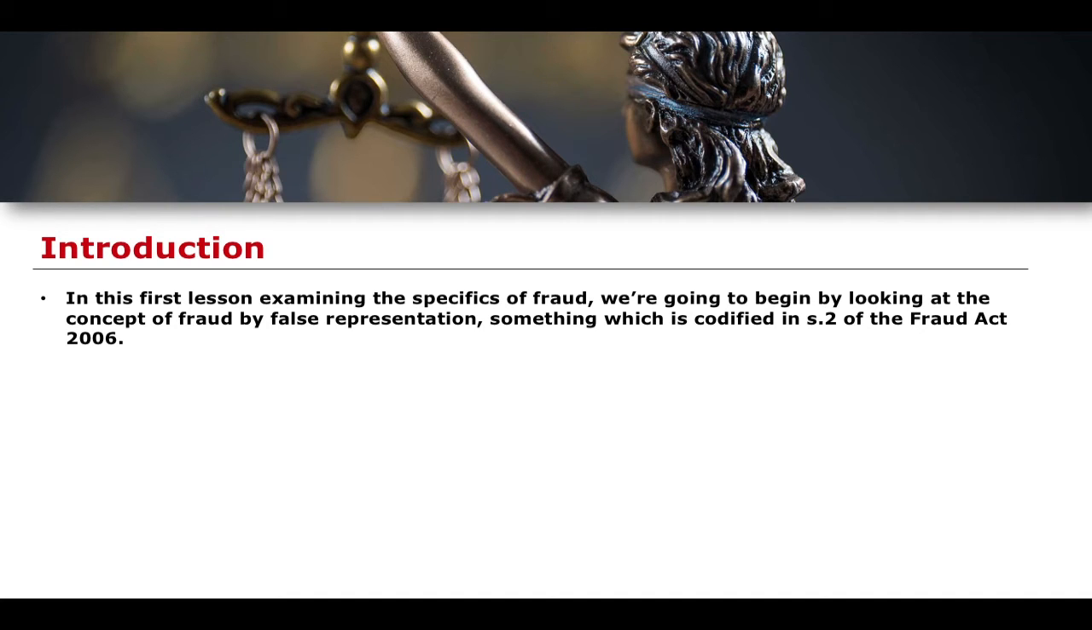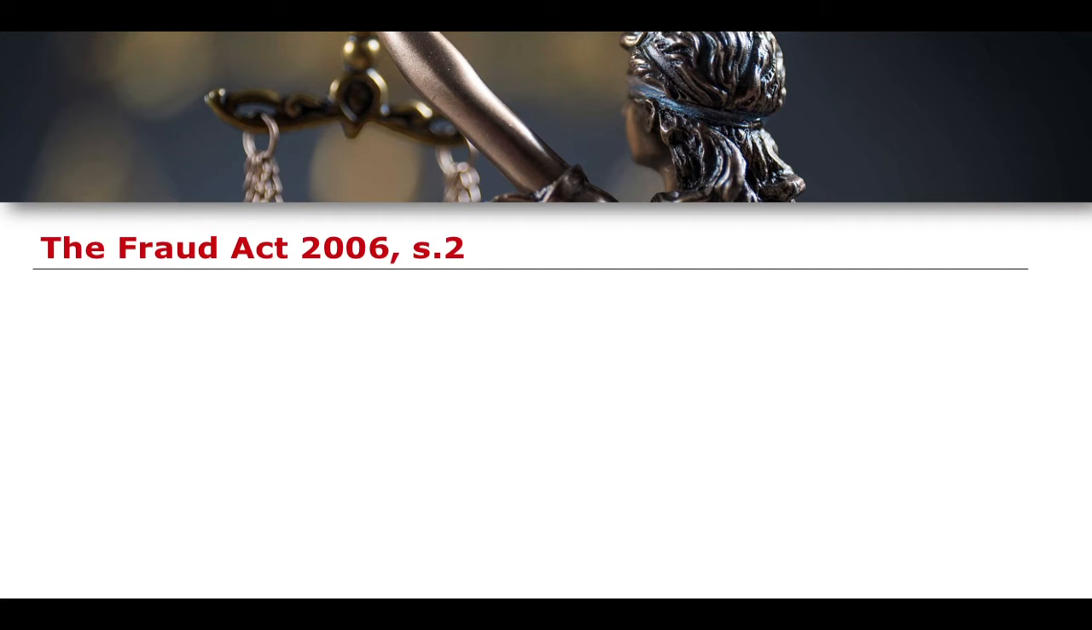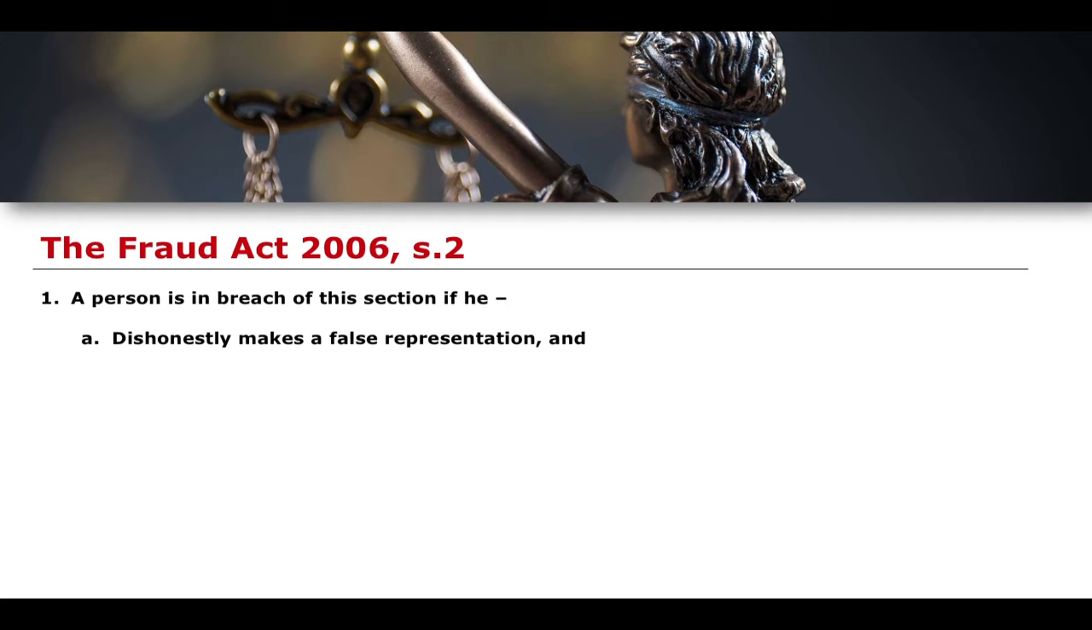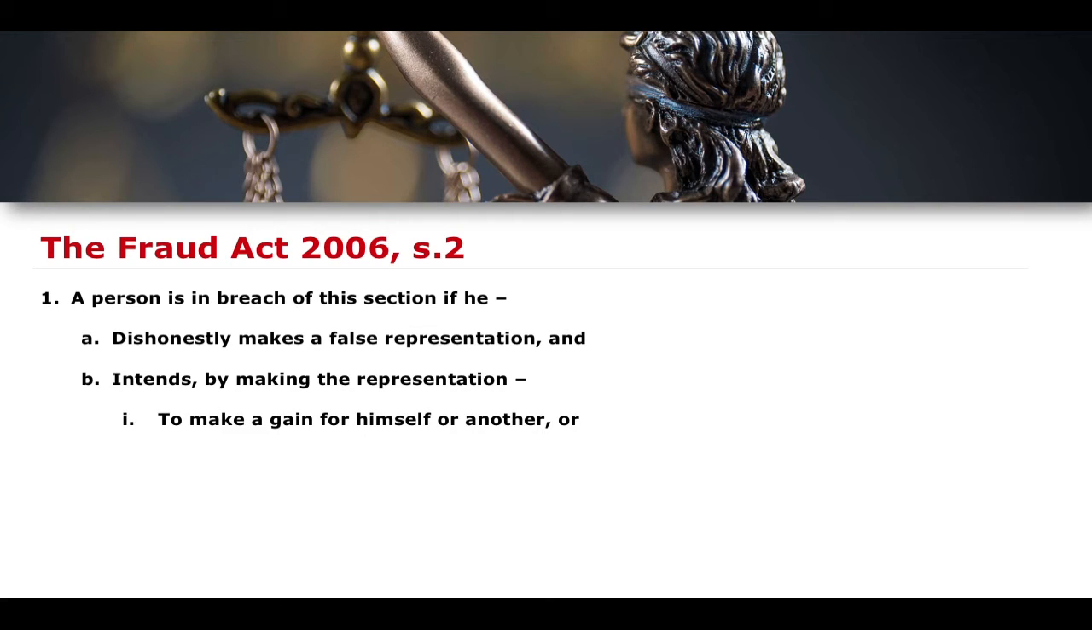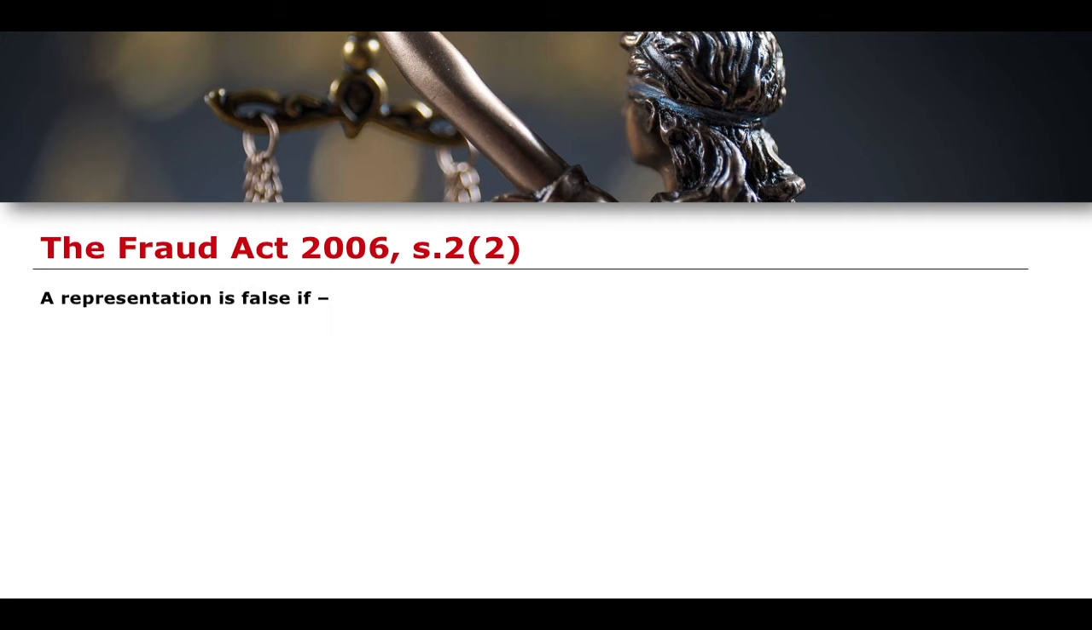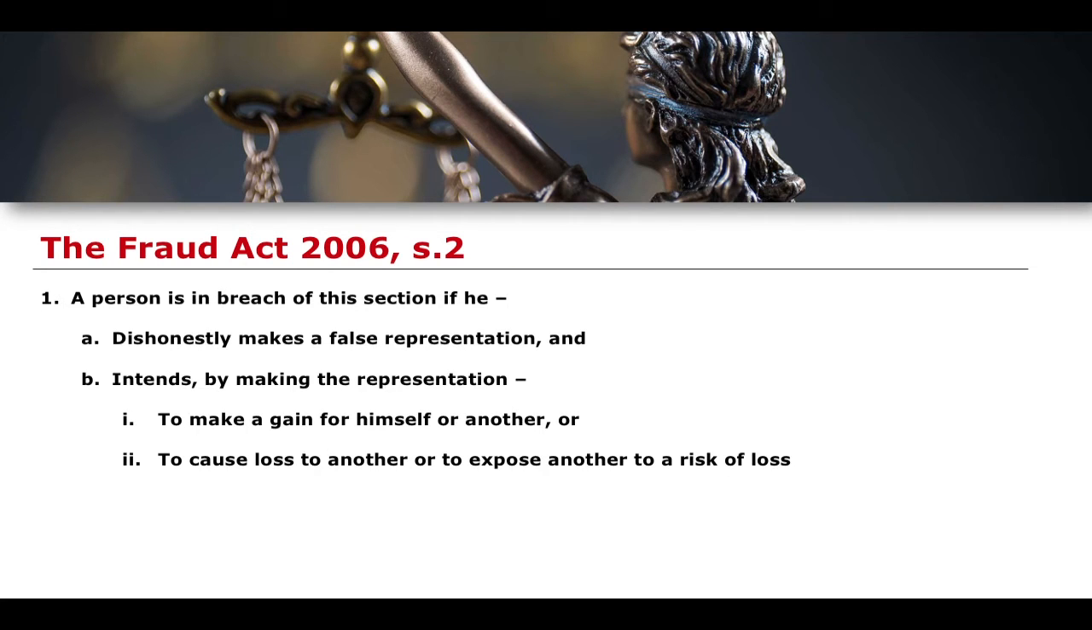Now, fraud by false representation is codified in Section 2 of the Fraud Act 2006. It says that a person is in breach of this section if he dishonestly makes a false representation and intends by making the representation to make a gain for himself or another, or to cause loss to another, or to expose another to a risk of loss. It's as simple as that. We'll get to this in a second.